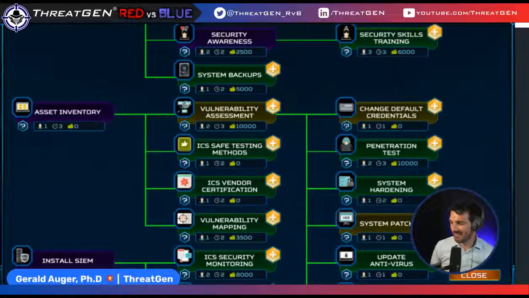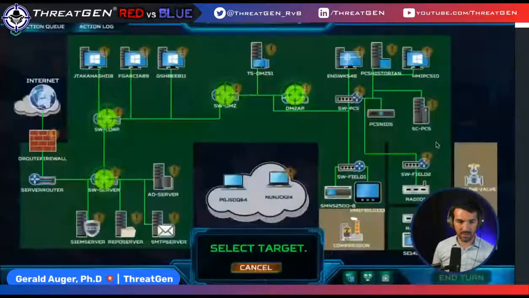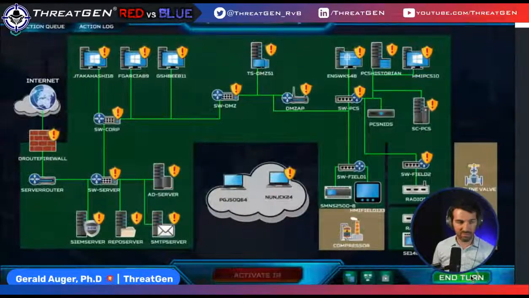Okay, so let's keep on keeping on. Okay, so default creds are a hot mess on fire, so we definitely don't want those on DMZ assets. Oh, we're out of people. Bruh.